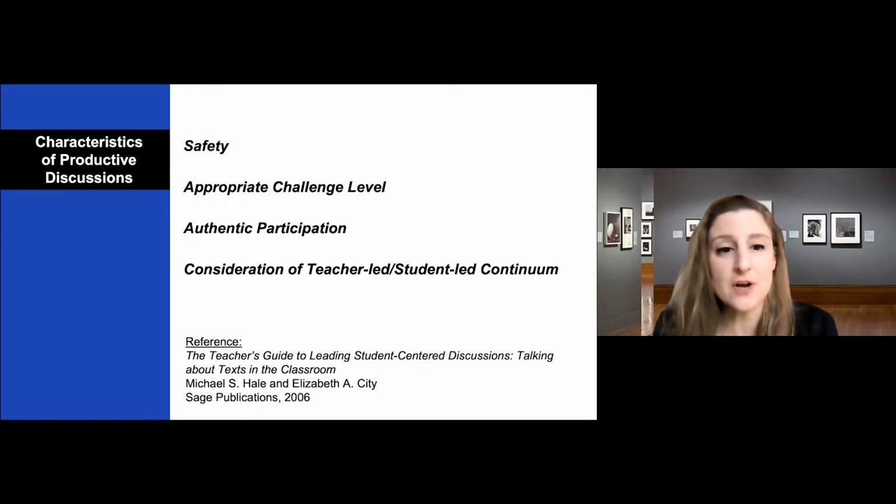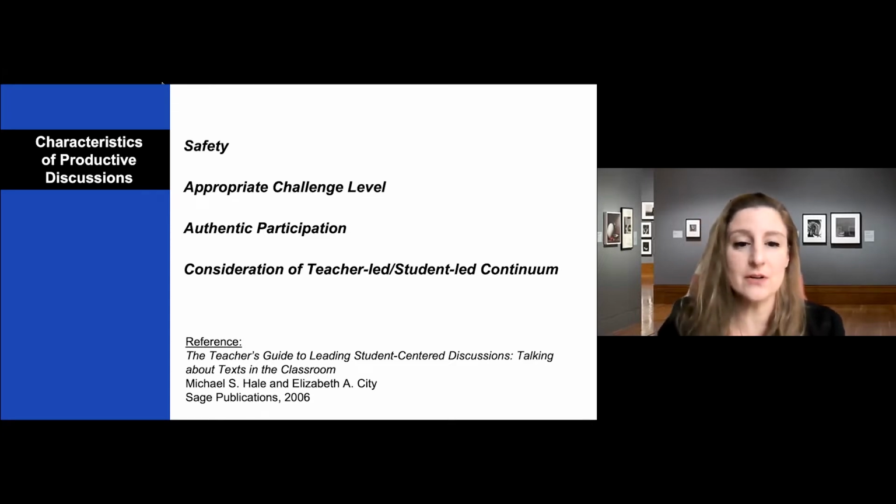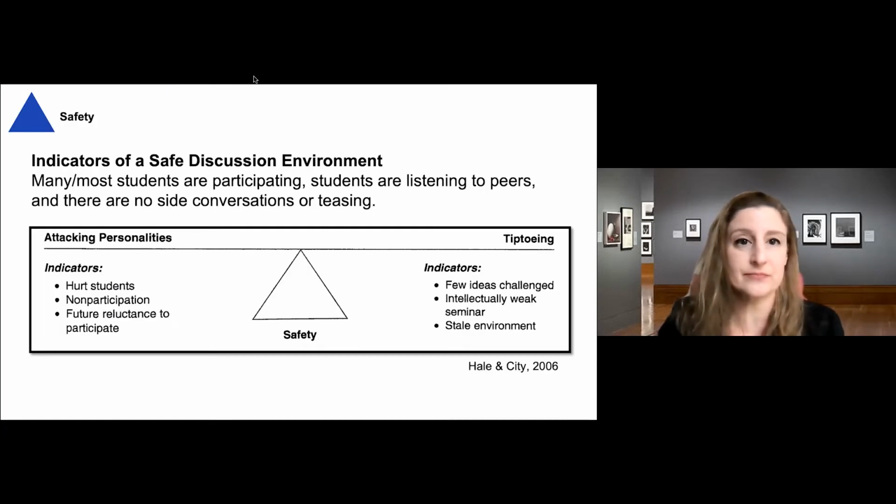So first off, safety, and I'll talk more about each of these four things. Secondly, having an appropriate challenge level for your discussion is really key to having it be productive and having students engage. Third, ensuring that there's authentic participation from students. And fourth, thinking about where you are as a teacher on the student-led versus teacher-led continuum of discussions. That may also depend on where your students are and what they're ready for. So let's talk a little bit about safety first.